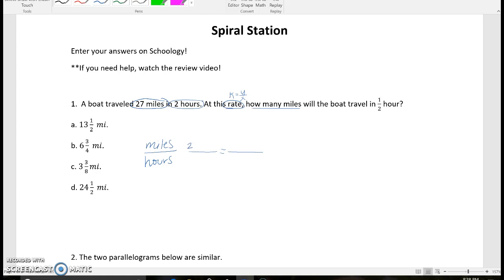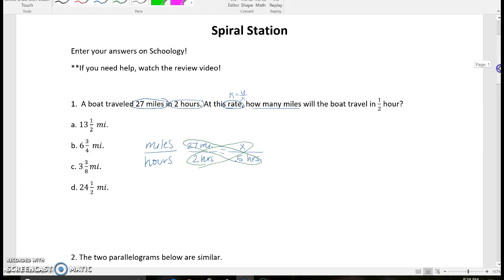So if we have 27 miles over 2 hours, it says how many miles will it travel? So how many miles in half an hour? Do you want to use a fraction or a decimal? What's half as a decimal? Like half of a dollar is 50 cents, so 0.5 hours. So now with this handy dandy proportion, all you have to do is do your cross product and solve for x. So of course with your cross product, you multiply diagonally and then you divide by the number with x.